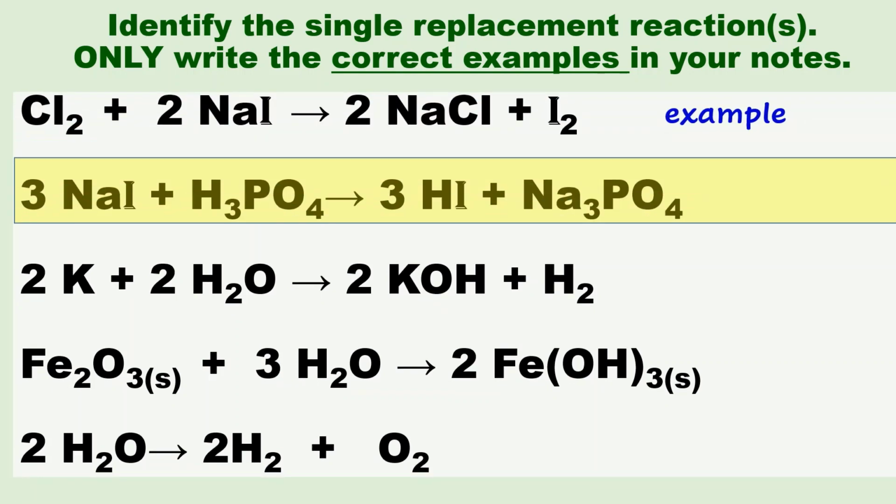In the second reaction, no elements are single. We only see compounds on both sides of the reaction. Without singles, it can't be a single replacement reaction.